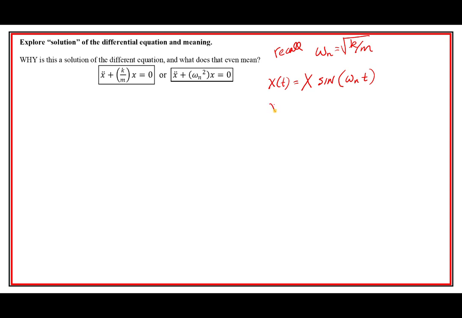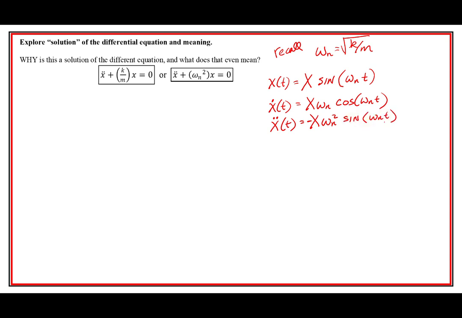And we have now x dot, which is also going to change with time. And what you'll find is you'll get x times the natural frequency times the cosine of omega n t, and then x double dot with respect to time is going to be negative omega n squared x. We'll leave that negative out a lot of times, but we're back to a sine wave.